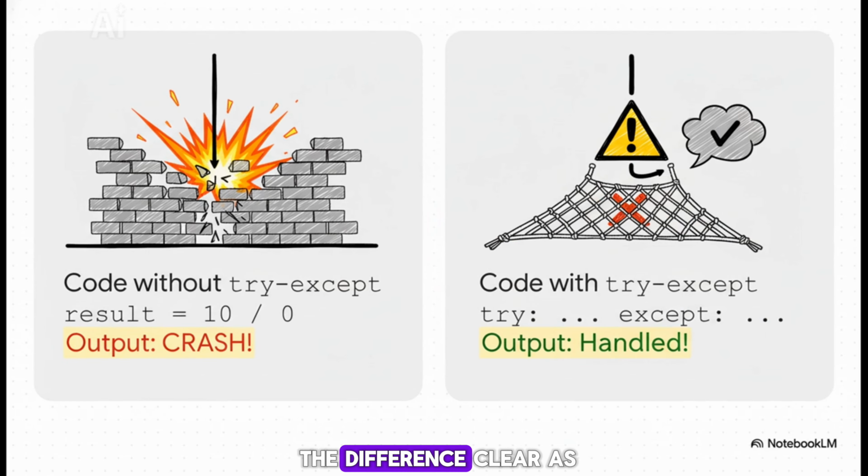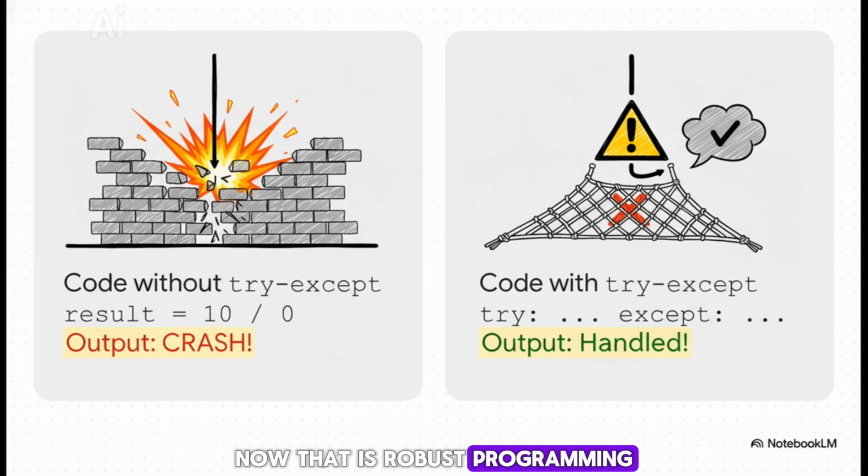And you can see the difference clear as day right here. On the left, we try simple division by 0. What happens? The whole program crashes. Game over. But on the right, we wrap that exact same code in a try-except block. We catch the error, print a nice message, and the program can just keep on running. Now that is robust programming.